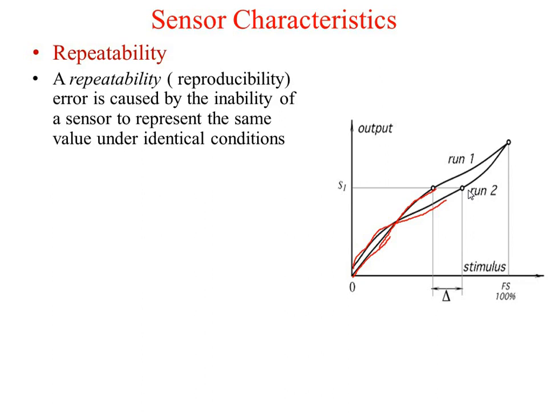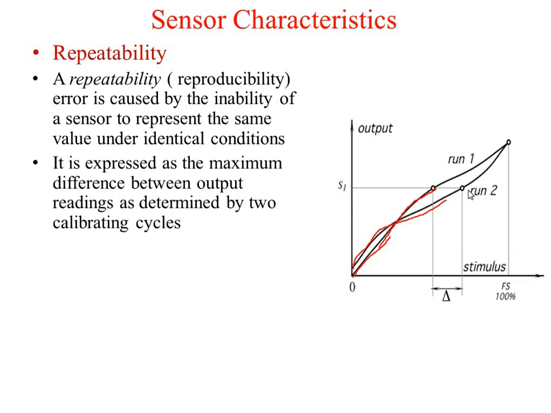So this error you need to minimize. And if this error is minimum, we can say that this is repeatable. It is expressed as the maximum difference between the output reading as determined by two calibrating cycles. So first calibrating cycle, you go for the first setting, and thereafter the next calibration. We have already seen what we mean by calibration. When we are going for a calibration, if the difference is there, and if it lies within the specified range, we will say that it has repeatability.